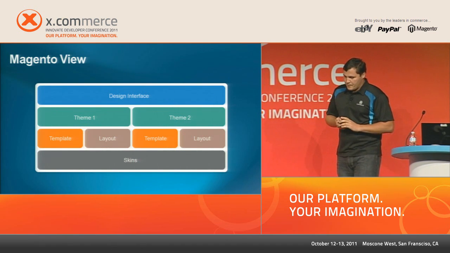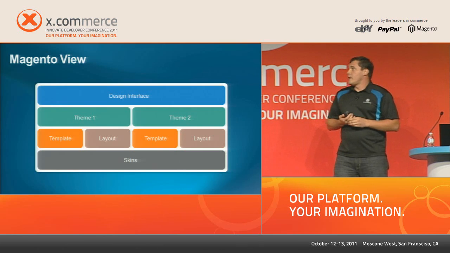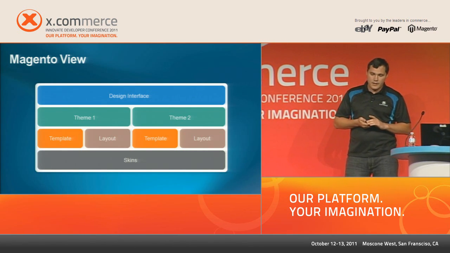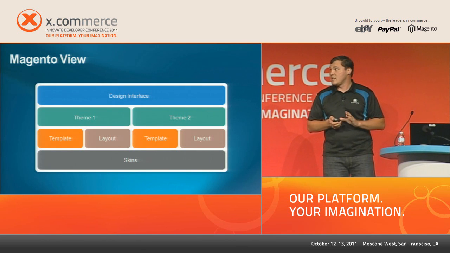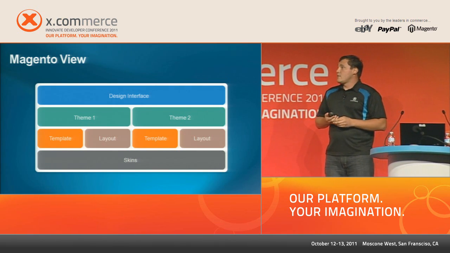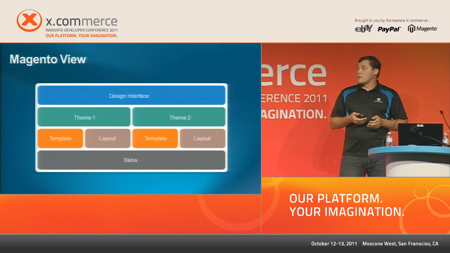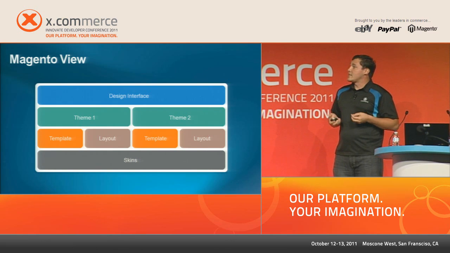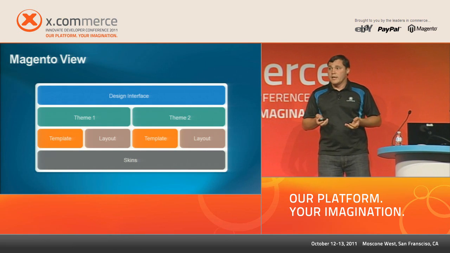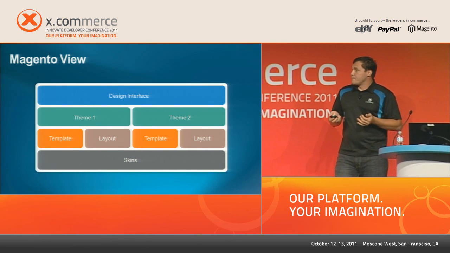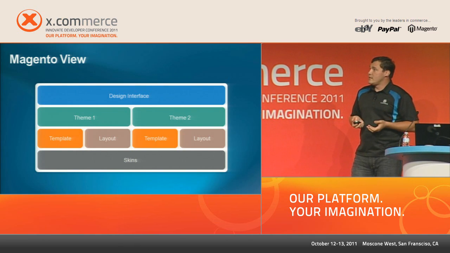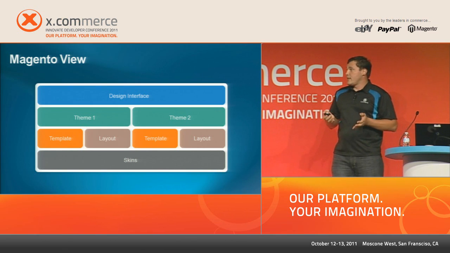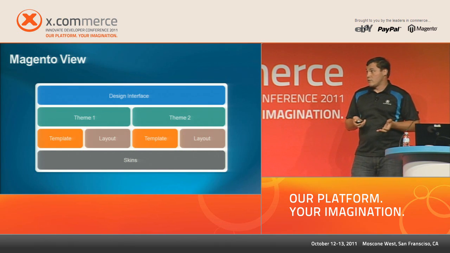Magento view. On the view level, we have a few decomposition units. It starts with design interfaces. A design interface can deliver multiple themes, and actually is used as a container for theme fallbacks. Theme fallbacks allow a front-end developer to override any existing template and layout files which are actually part of the theme.